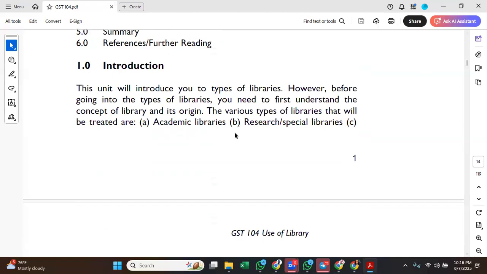I want someone to read the introduction for us. Just this page I'm showing. From this to research special libraries. Yes, someone? How many of us are still here?